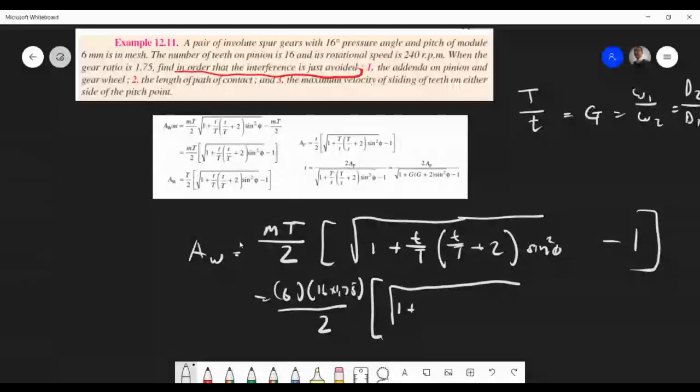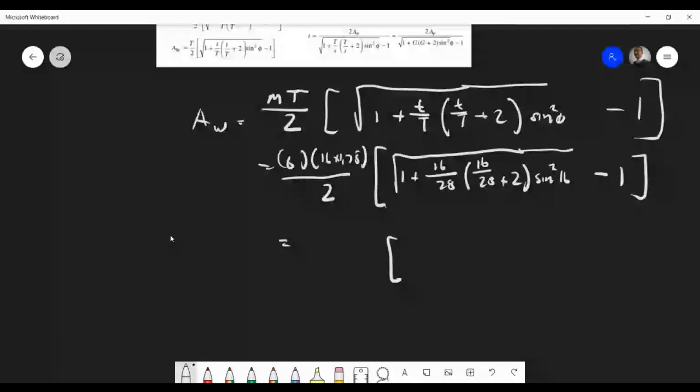So that's 28. 1 plus small t 16 over 16 over 28, I think. Repeat the same thing again. 16 over 28 plus sine squared 16, 1. Okay. So obviously the smart way probably is to work out the bracket first and then times everything else in. So I'm going to quickly do that.